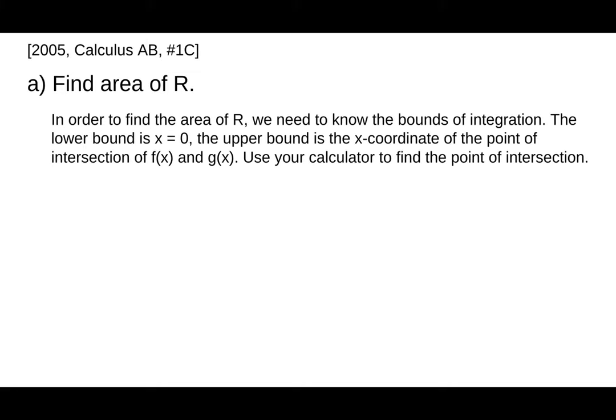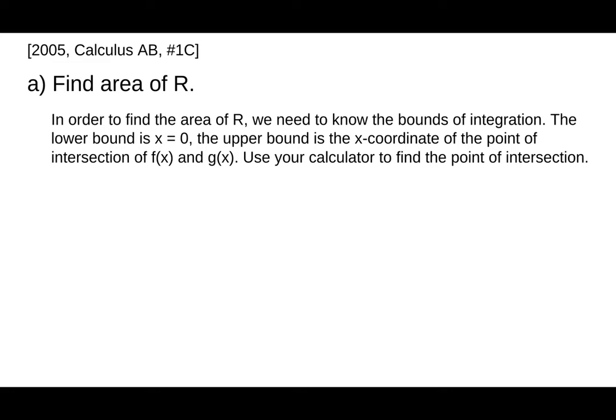Now, the graph that's provided shows these two functions intersecting in more than one point, and so two different regions are defined when we talk about area bounded between the curves. R is the first region to the left of the two that we're interested in. So in order to find the area of R, we need to know the appropriate upper and lower bounds to integrate.